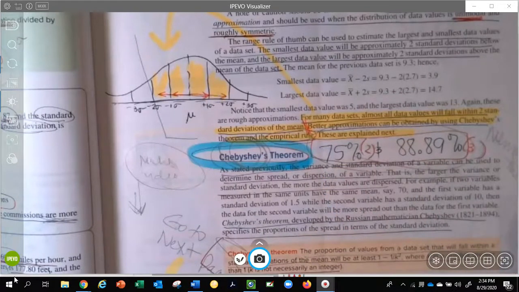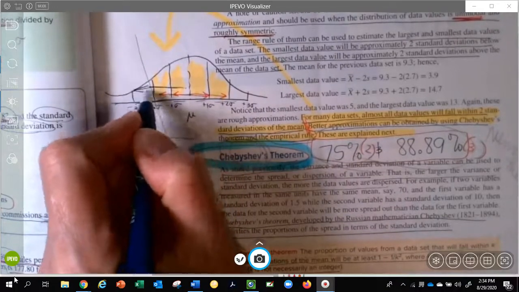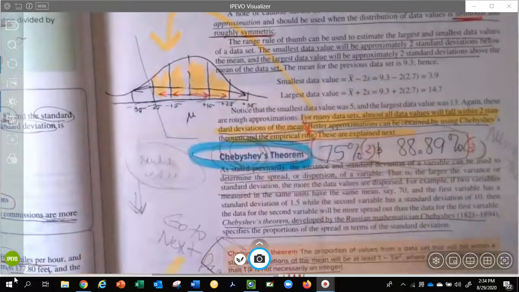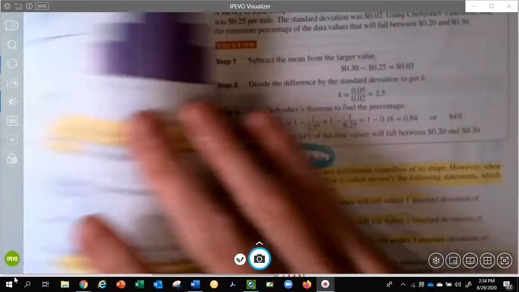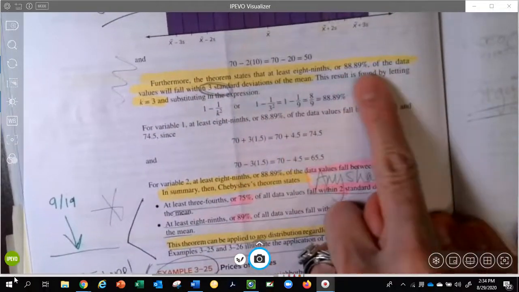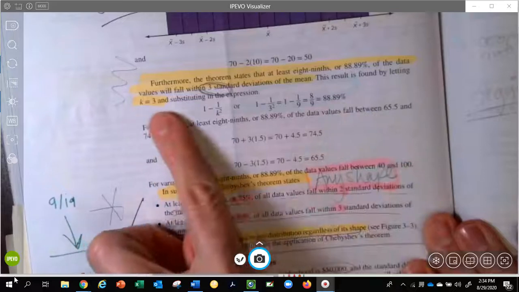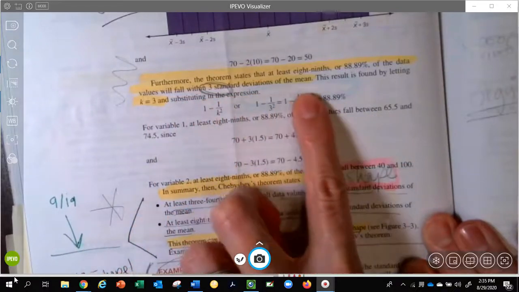3 standard deviations will represent 88.89% of the data values. And moving on to page 148, it says, furthermore, the theorem states that, and this is the 88 or 8/9 of the data will fall within 3 standard deviations of the mean.